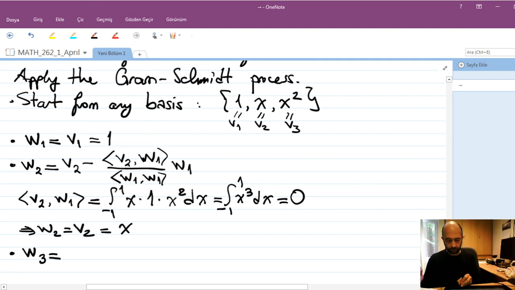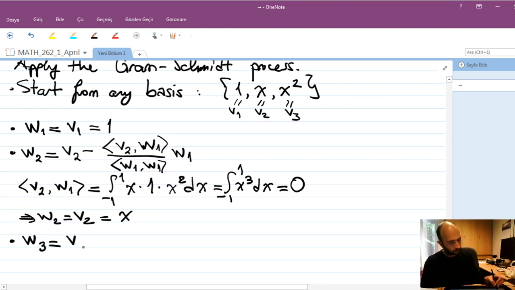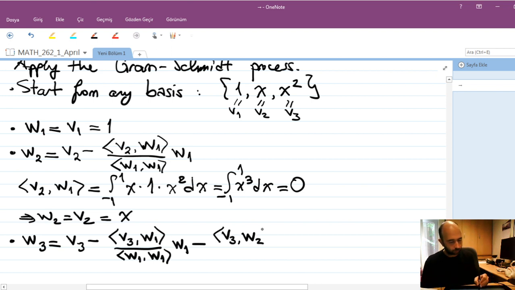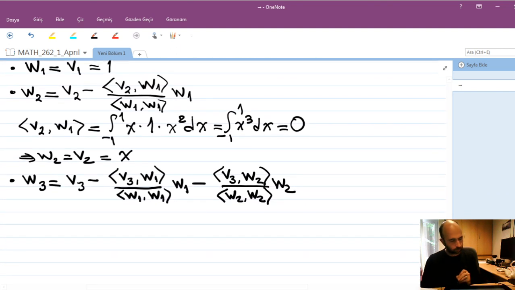Now, for w3, the idea is the same. So you start from v3 and you try to get rid of all of its components with respect to the previous vectors that you obtained. So you should subtract <v3, w1> over <w1, w1> times w1, and also take away <v3, w2> over <w2, w2> times w2. That's what we should compute. So again, we need to look at these inner products.